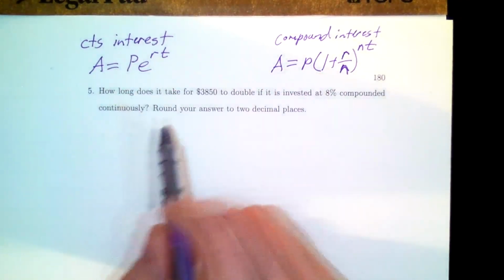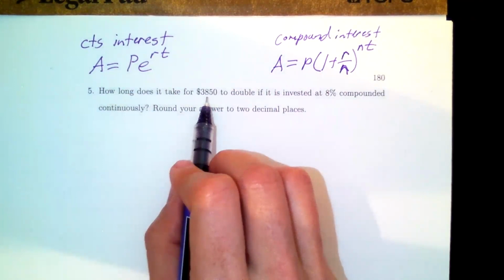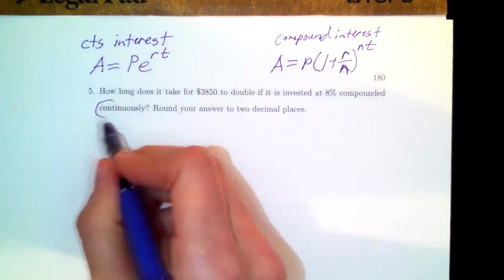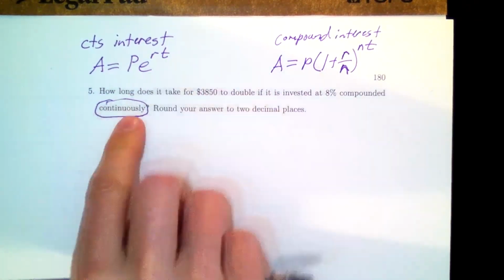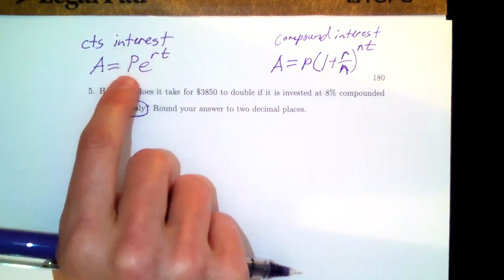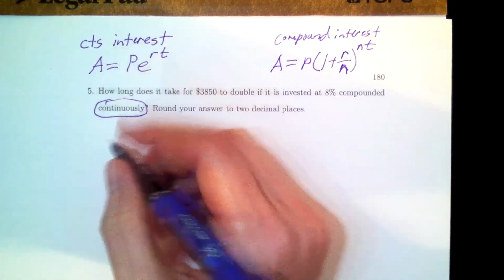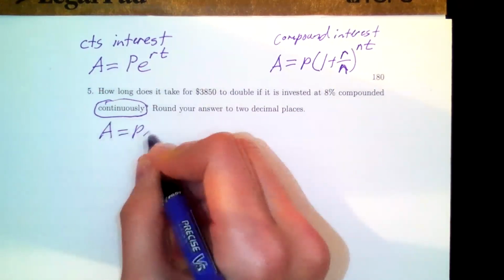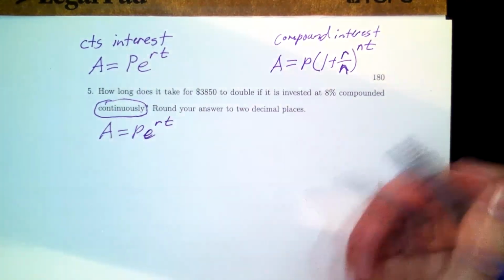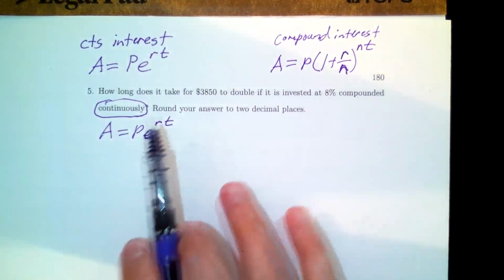When I read this one again, it says, how long does it take for 3,850 to double if it is invested at 8% compounded continuously? As soon as you see the word continuously, that means you're going to be using this formula. You're going to be using PERT: A equals Pe^(rt). Once you know which formula you need to use, then you can start plugging numbers into it.